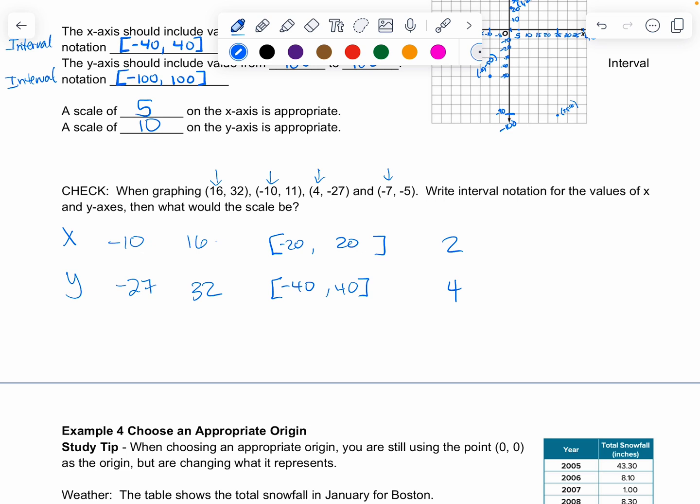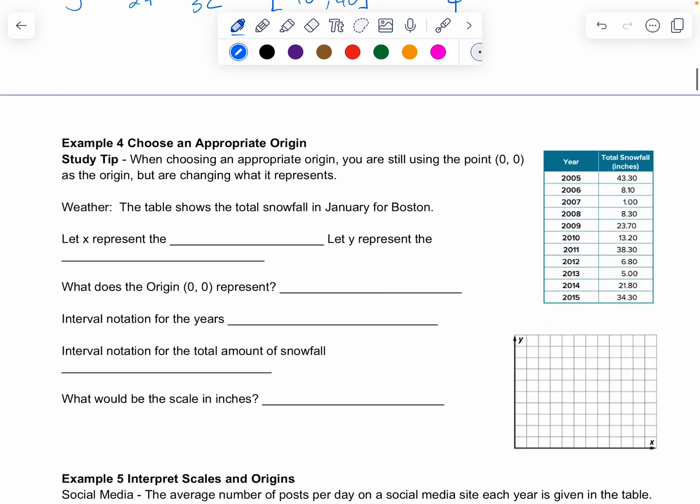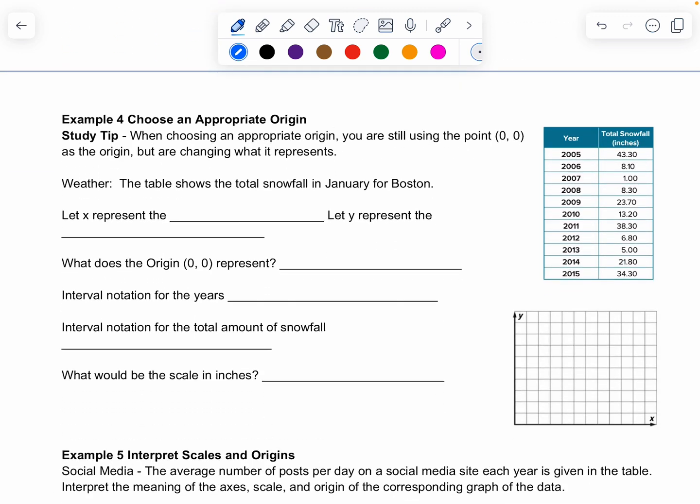Now, could I have done it the other way? Sure. Not a problem. So, I have a study tip right here. It says, when choosing an appropriate origin, you are still using the point 0, 0 as the origin, but are changing what it represents.